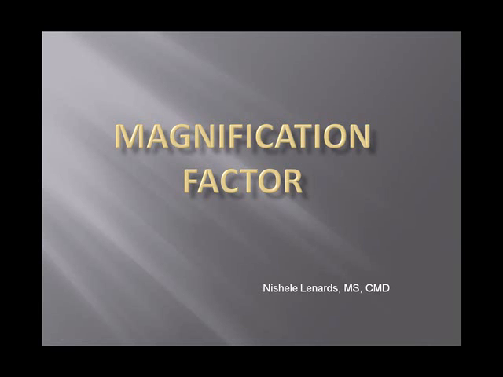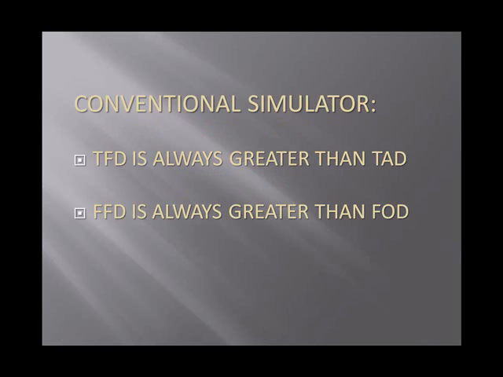Let's talk a little bit about magnification factor. Filming on a conventional simulator, the target to film distance is always greater than the target to axis distance. You may see this sometimes as SFD or SAD, which stands for source to film distance or source to axis distance. This was more commonly known when there were cobalt machines or machines with sources, still used interchangeably today.